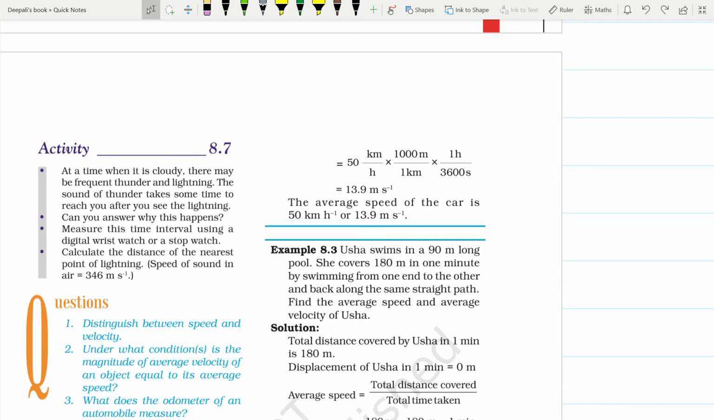At a time when it is cloudy, there may be frequent thunder and lightning. The sound of thunder takes some time to reach you after you see the lightning. Can you answer why this happens? Measure this time interval using a digital wristwatch or a stopwatch. Calculate the distance of the nearest point of lightning. The speed of sound in air is 346 meter per second.